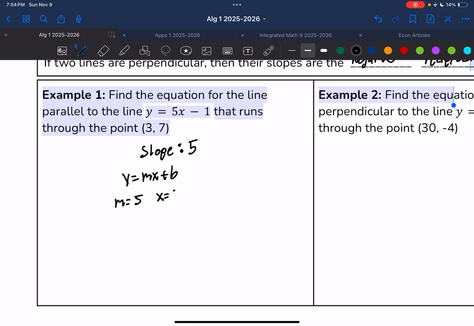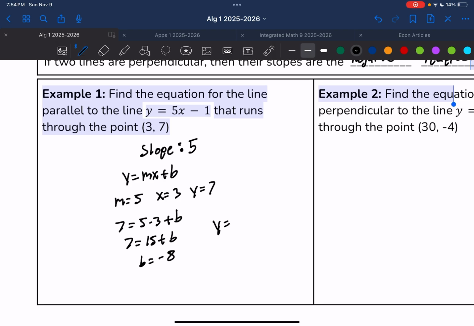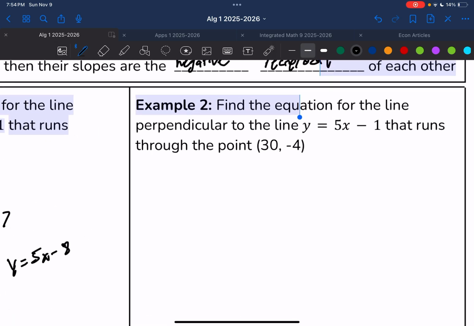We know that when x is 3, y is 7. So let's plug those all into the equation. We get 7 is equal to 5 times 3 plus b. 7 is equal to 15 plus b, or b is equal to -8, meaning the equation for this line is y equals 5x minus 8. And it's going to be parallel to the original line, and it will run through that point in question.